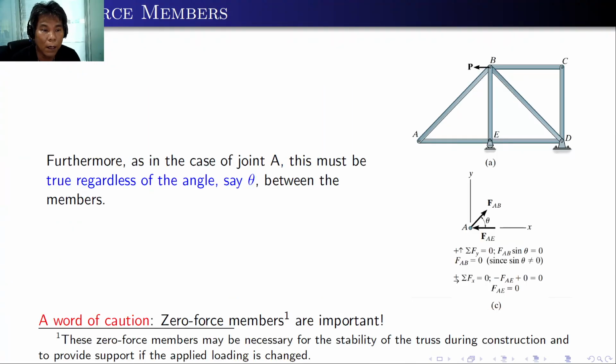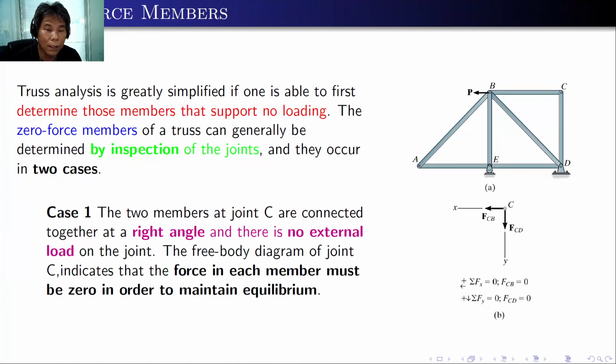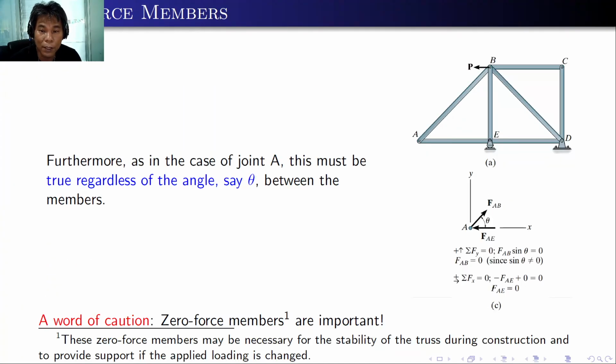What else? Look at joint E. This must also be true regardless of the angle theta. I mentioned earlier it should be 90 degrees and no external load. And since there is no external load on A, even though it's not a right angle, it does not really matter. Again, the members AB and AE are also zero force members. You can check that one by drawing a free body diagram at joint E.